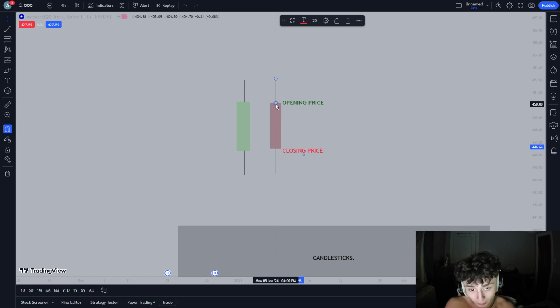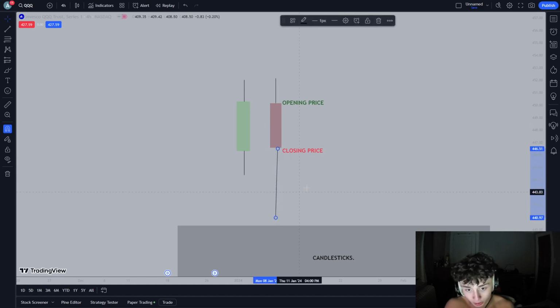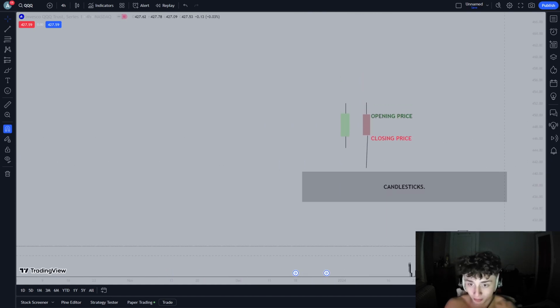So it could have opened up here, came all the way down to create its shit trail, and then it could have even came down to here, boom, created a shit trail all the way down to there. Because sometimes there are shit trails like this. Let me give you an example.